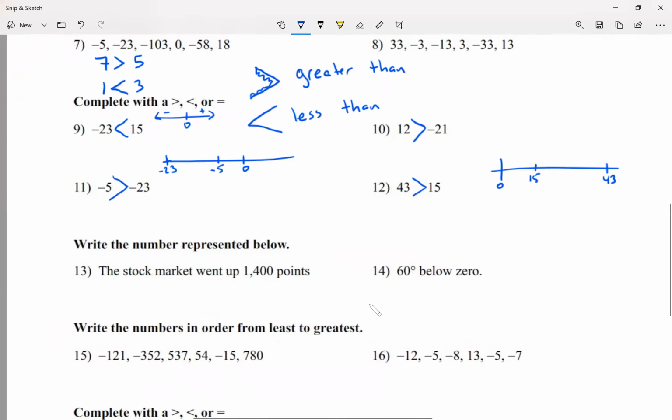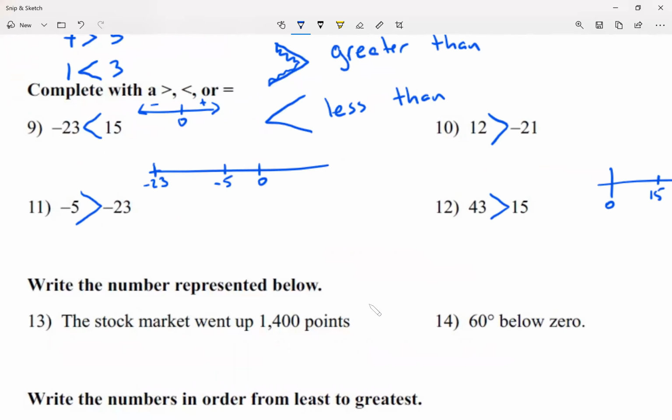So for your homework, I'm going to give you two numbers and you have to complete it with the less than sign, greater than sign, or equal, because the numbers could be equal. What if I had you compare 5 with 5, right? The same number. So I will write equal sign in there.